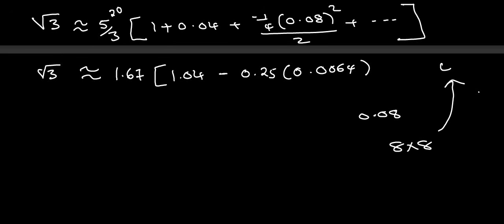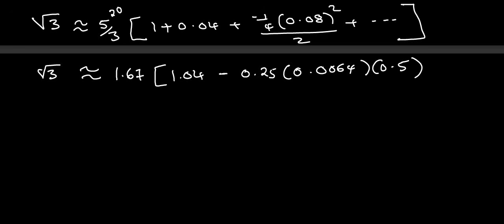Then there is a 2 down in the denominator, right? There's a 2 down. So instead of writing the 2 down, I just say 0.5 because it's half, right? So that's what we're going to have.